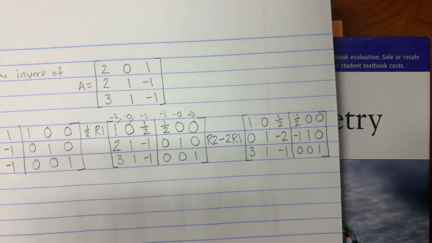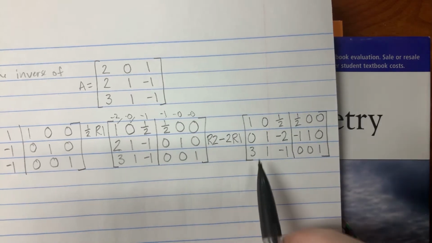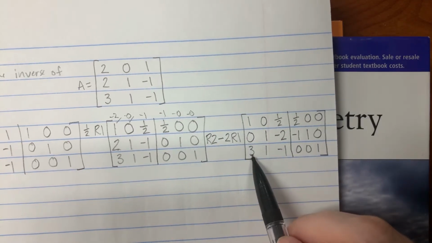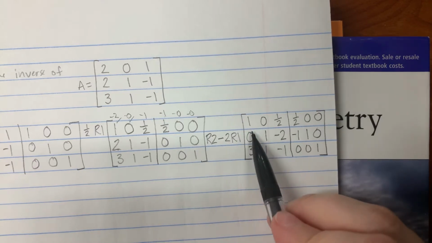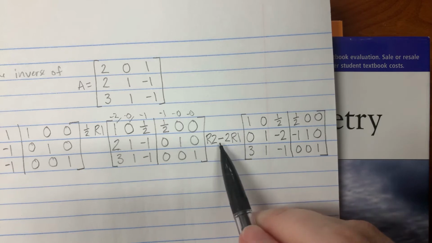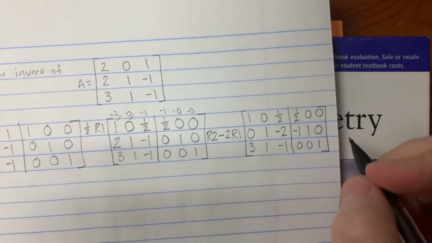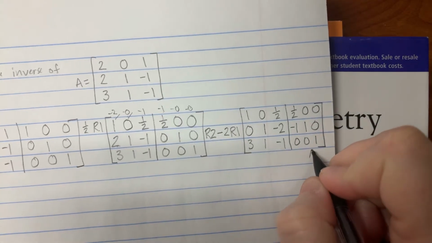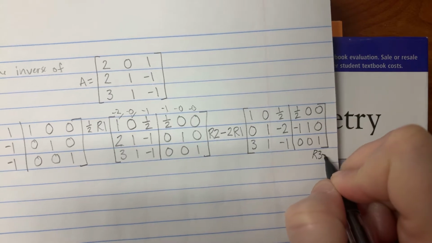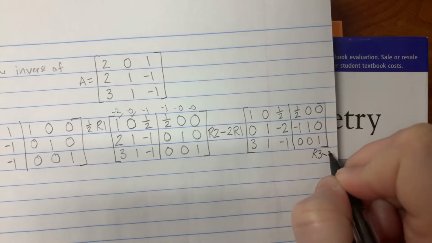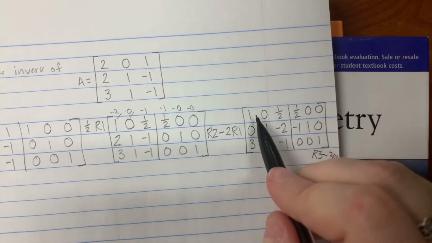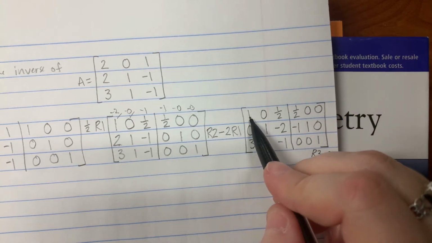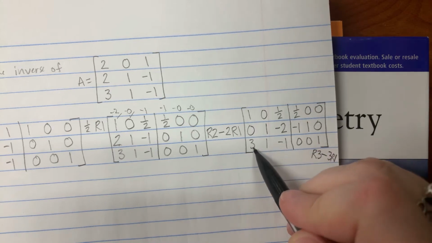Okay, so now I think I'm just going to work my way down. I think I'm going to do this one next. So I like that this is a 1 because then I can make these other 2 zeros very easily. So I'm going to do it the same way as I did this one. I'm going to take row 3 and I'm going to subtract away 3 times row 1. So if I take row 1 times 3 and I subtract it from this, that's going to make that 0.